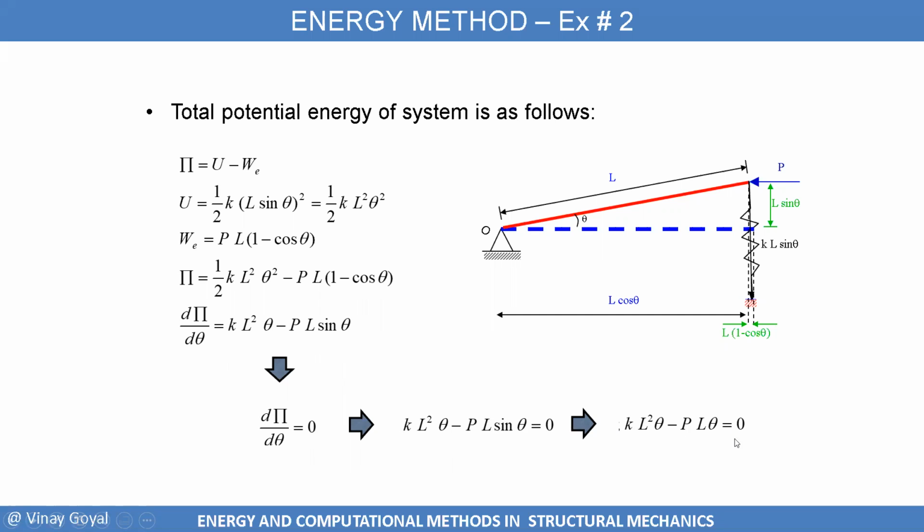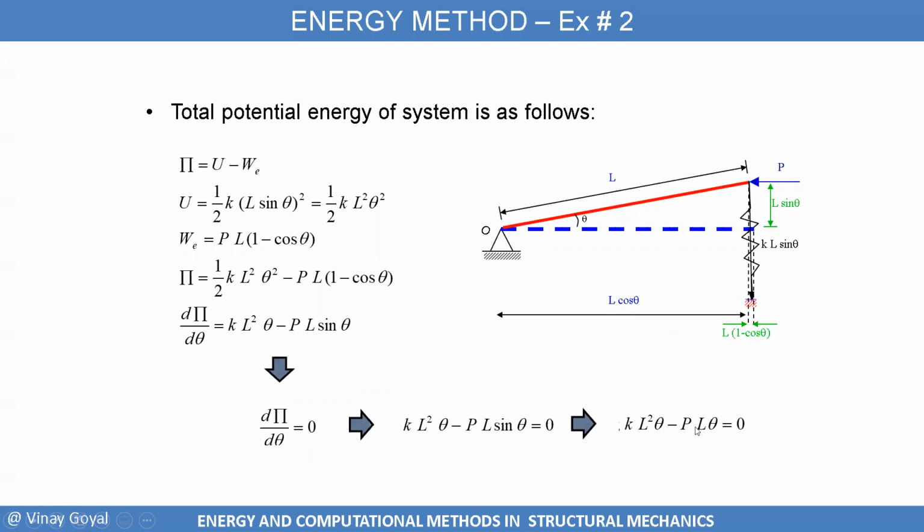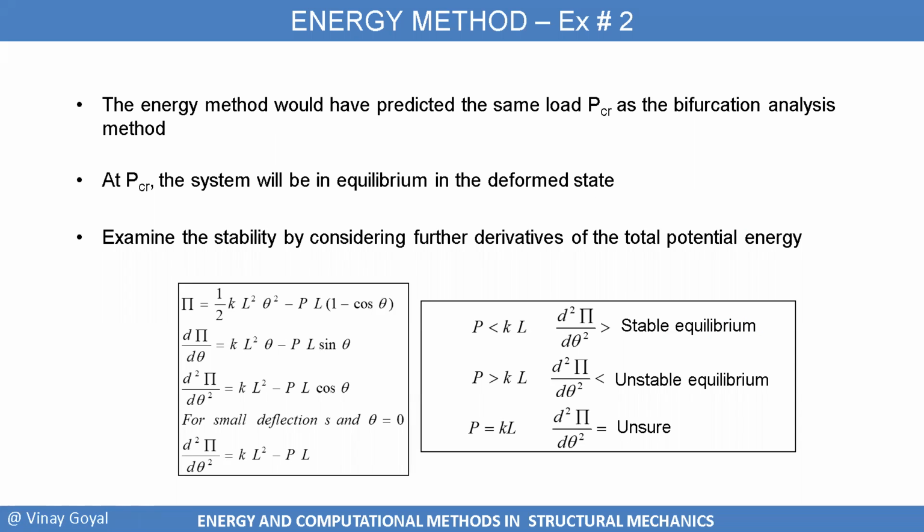And I can solve now for the critical buckling load P. And you can solve it here. You get actually a very similar answer, K over L. And so again, the energy method will have predicted the same critical buckling load as the bifurcation analysis method. I didn't do it here, but if you did it, you'll find that at P critical, the system will be in equilibrium in a deformed state.